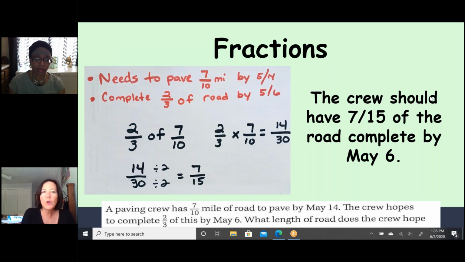I mean, the road is not going to be all the way finished by May 14th. So certainly by May 6th, you're looking for an answer that is less than finished, a smaller amount. And so sometimes, that will help you if you wound up with an answer that's like 2 miles or 3 miles. It helps you to see, oh wait, I must have done something wrong, and rethink it.